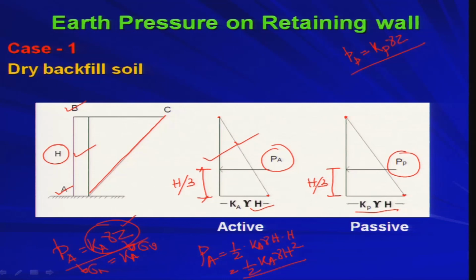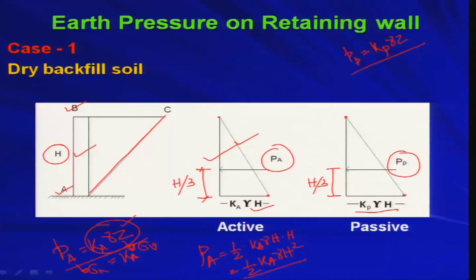Agreed. So, if you have dry backfill, there is no water at all. If water is there, water pressure has to be considered separately. If there is no water, then this is the pressure distribution under the active state and the passive state, and you get all the information, like the total thrust and its line of action, from this distribution itself. I hope you have understood now.